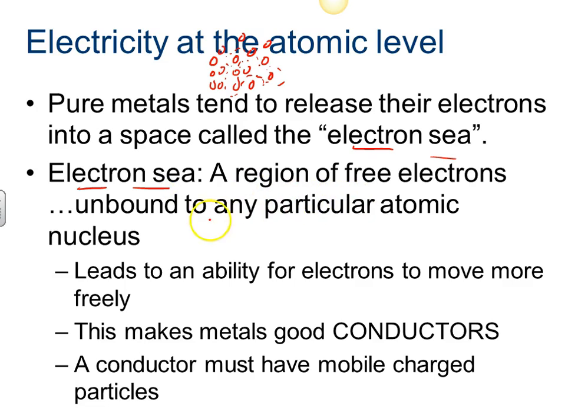This is a region of free electrons. They're unbound by any particular nucleus, so that leads to them being able to move. They're not stuck in an energy level. So this leads to an ability for electrons to move more freely, and that makes for good conductors. If something's going to be a conductor, it has to have mobile, which means movable, charged particles. In the case of metals, it's going to be mobile electrons. Protons don't move.